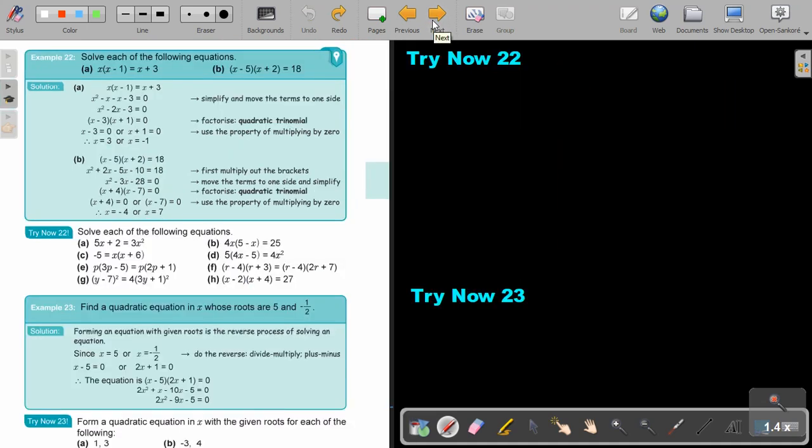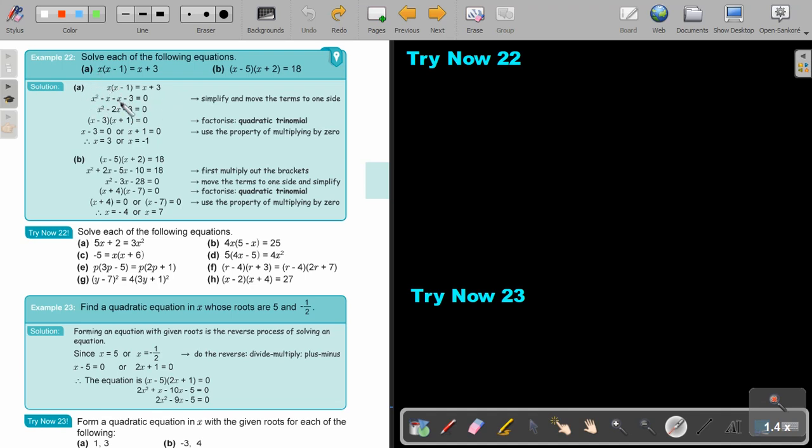Okay, let's look at another example. Solve each of the following equations. Now, in this case, there's not a zero. That's the problem. In the previous case, there was a zero, so I could have just gone ahead and put it equal to zero. So in this case, I must do the long way.